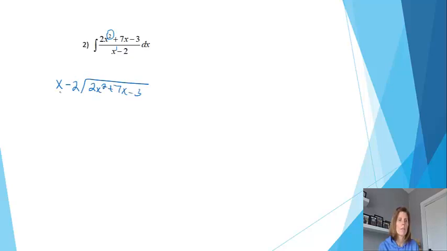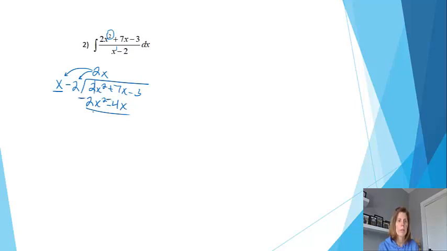And then I'll be thinking to myself, we just look at this first one, x times what would give me 2x squared? That would be 2x. And then we're going to take 2x times both of the outside numbers. 2x times x is 2x squared. 2x times negative 2 is negative 4x. And then we are going to subtract.